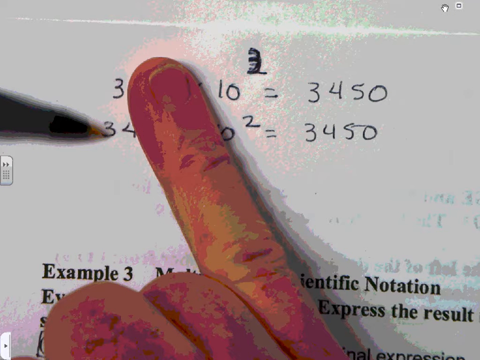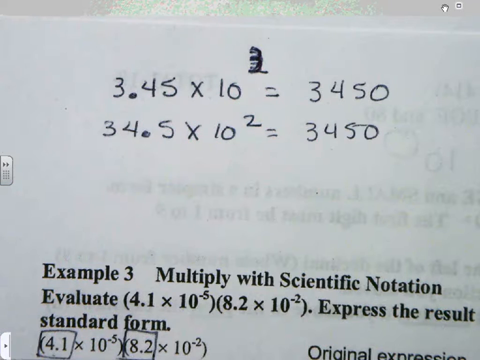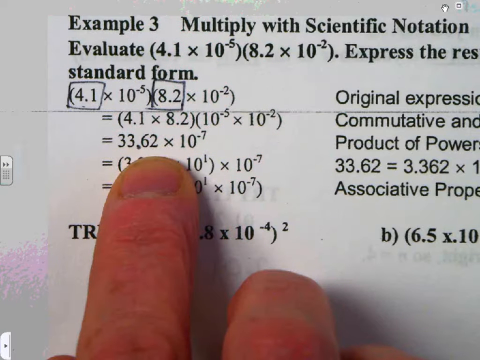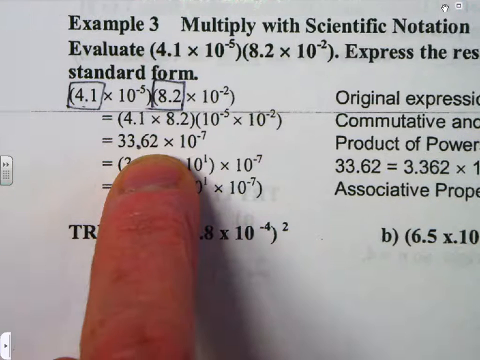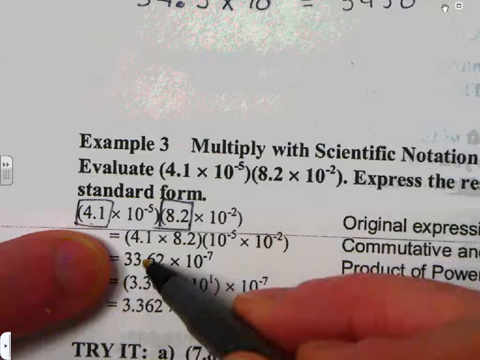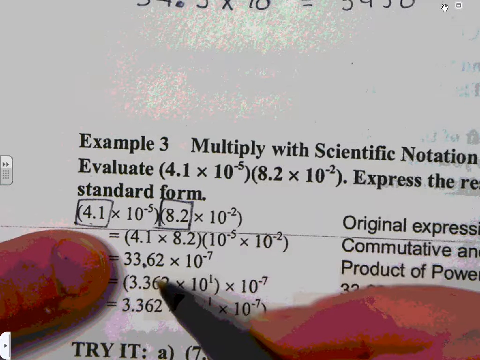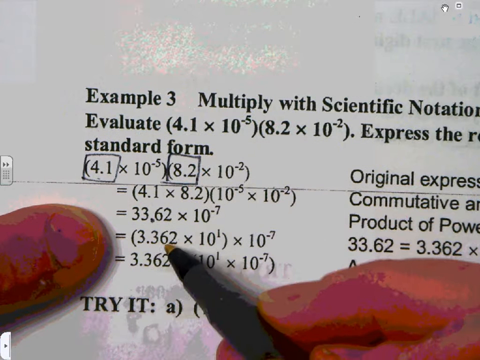Now let's go back to our negative where we were when we left off. This was not in scientific notation. We need to put it into scientific notation. So, oops, I'm sorry. Scientific notation would make it turn into 3.362.